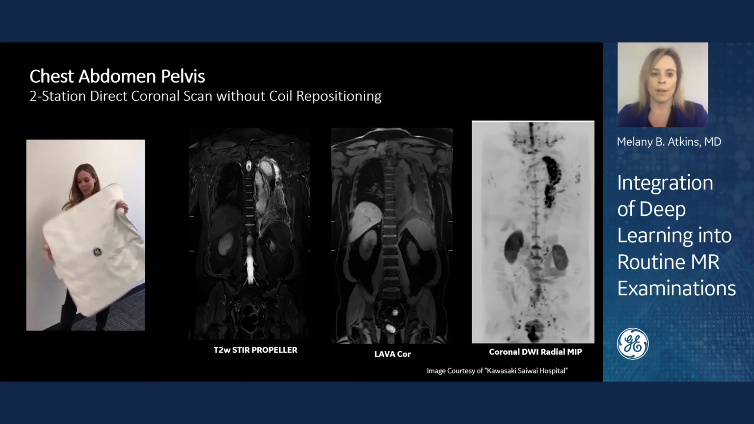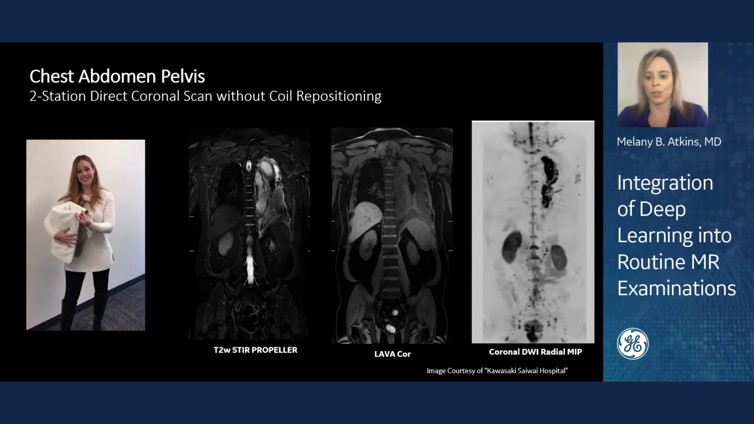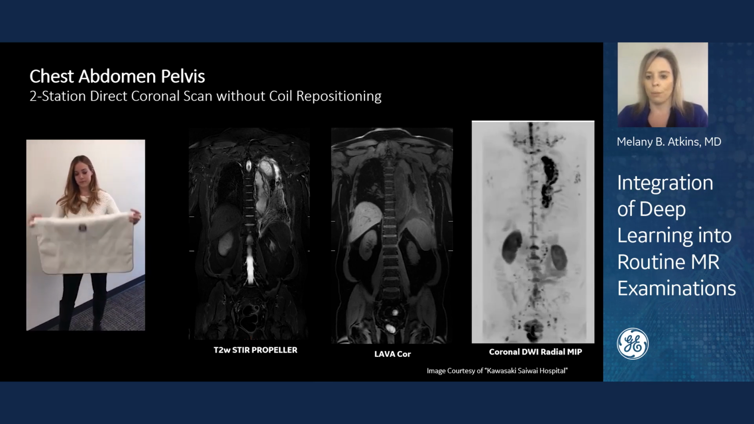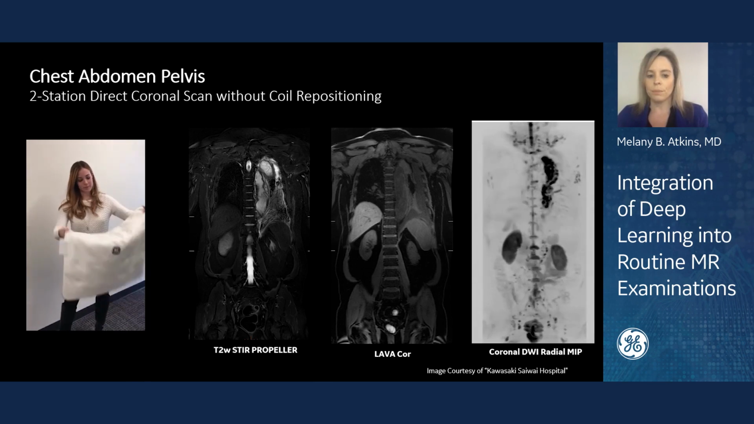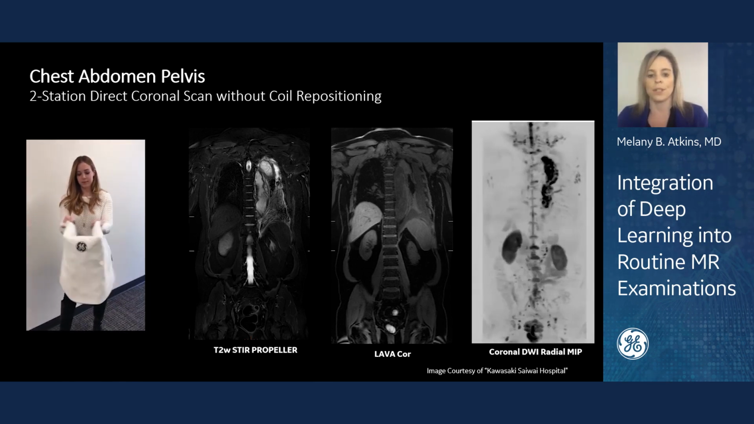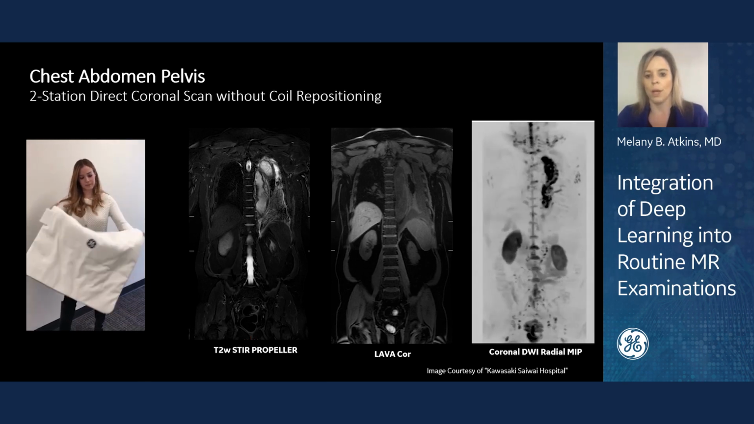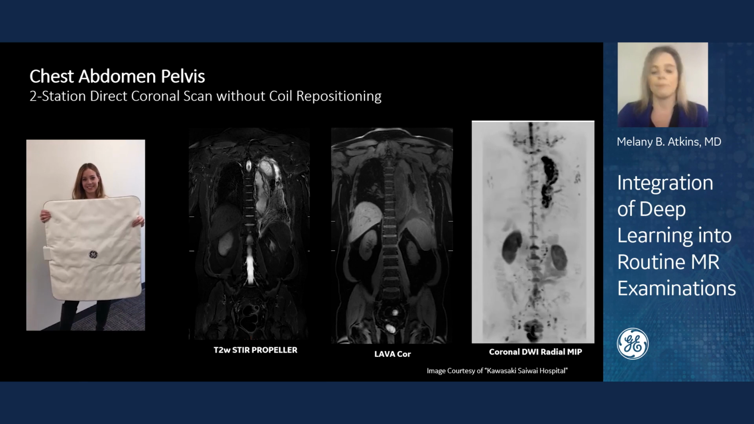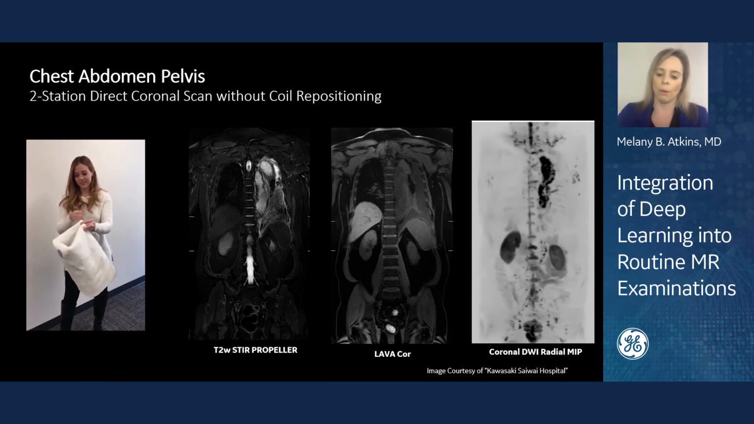So here's an example of a two-station whole body scan for a patient with lung cancer. You can see on the right we have the rotating radial MIPs from the coronal DWI. We utilize two air coils for this image acquisition. And then you can also see the T2 weighted sequences and the coronal pre in the middle. And on the video on the left, you can appreciate how nice and easily mobile and light this air coil is.